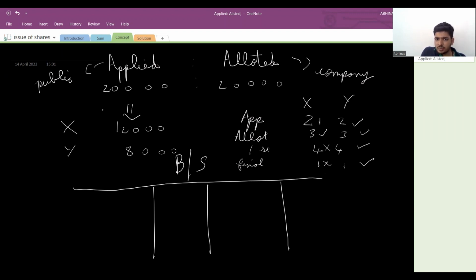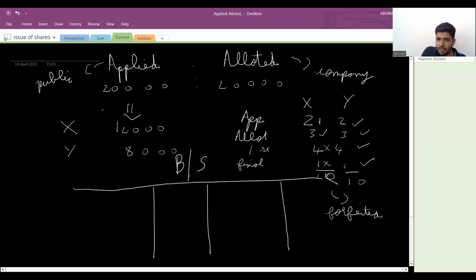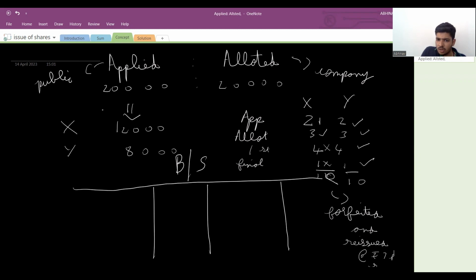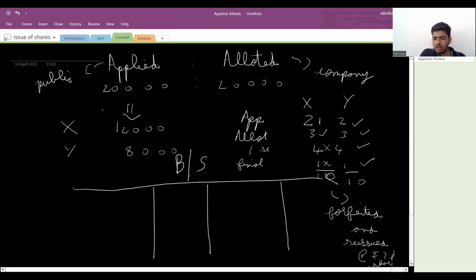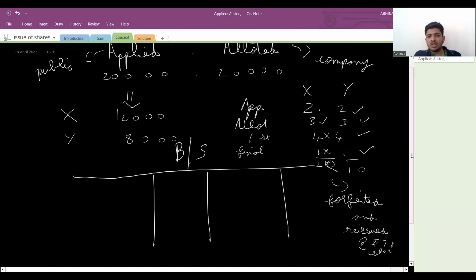Then after this, under X, you write total 10, because this total installment value is 10 rupees. So for X you write forfeited and reissued at 7 rupees per share. So if you look here, the entire question has been summarized here.